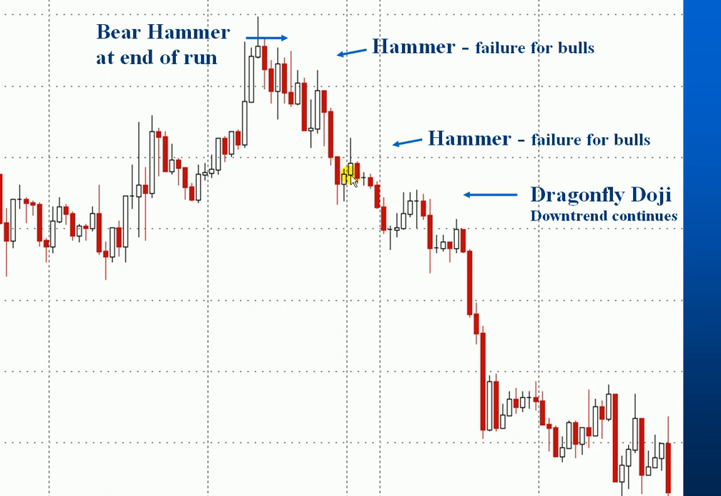Then we see another hammer of the bulls trying to make another attempt to go higher. It is rejected, and then we move down. Here we see a nice little retracement represented by the dragonfly doji, and another dragonfly doji, and the downtrend continues. Some very nice hammers confirming the down move that started at the top.